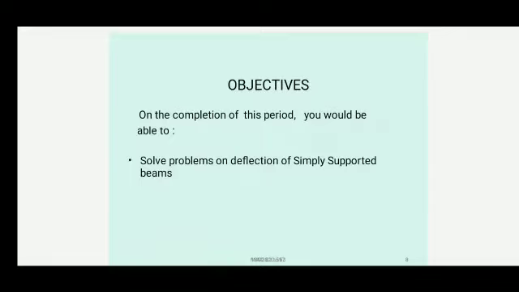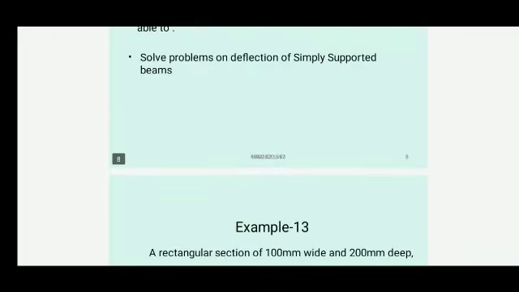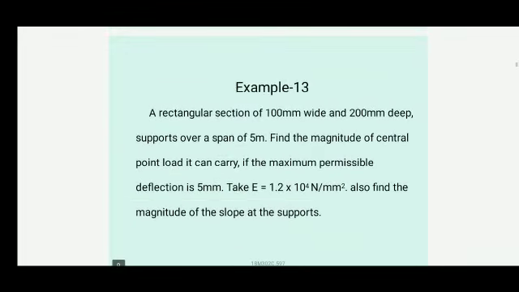Objectives. On the completion of this period, you would be able to solve the problems on deflection of simply supported beam.